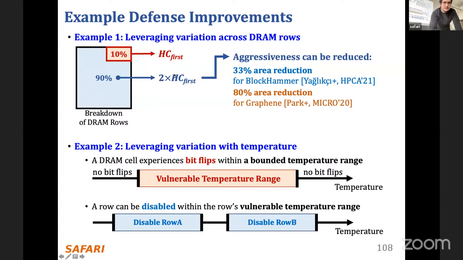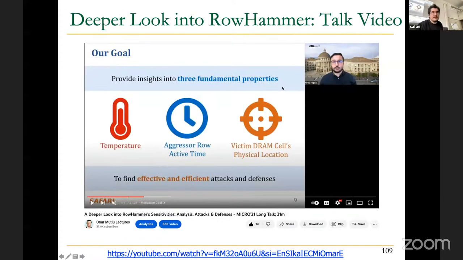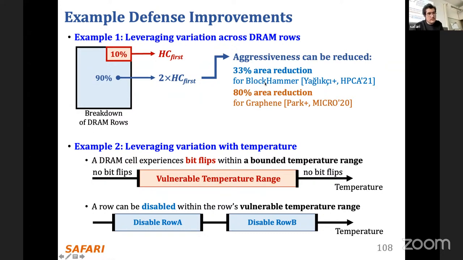So only 10% of your rows suffer from a low HC first value, whereas the other 90% can actually withstand more activations, two times more activations. The paper also has analysis on the effects of considering this observation for two RowHammer mitigation methods, BlockHammer and Graphene. I will talk about BlockHammer in more detail later, but Graphene was back then a state-of-the-art counter-based RowHammer mitigation mechanism. When you apply these observations to those mechanisms, you can reduce their hardware area costs by 33 and 80% respectively. That is a good example of showing that understanding RowHammer better can enable better solutions or improve our solutions.